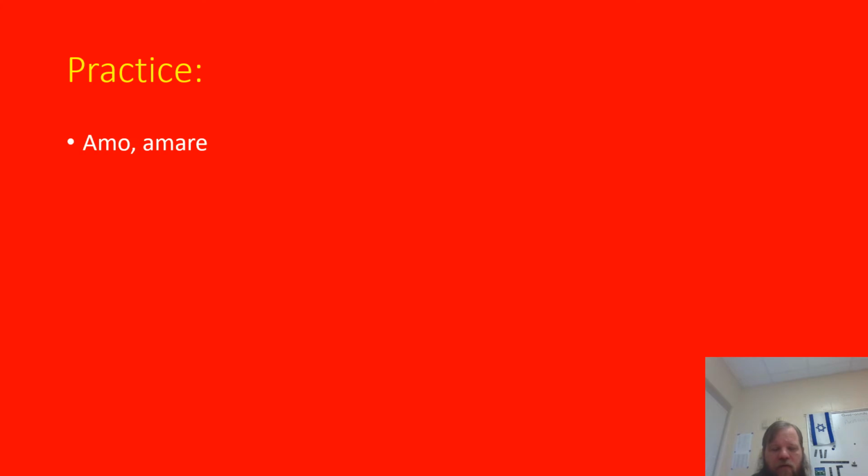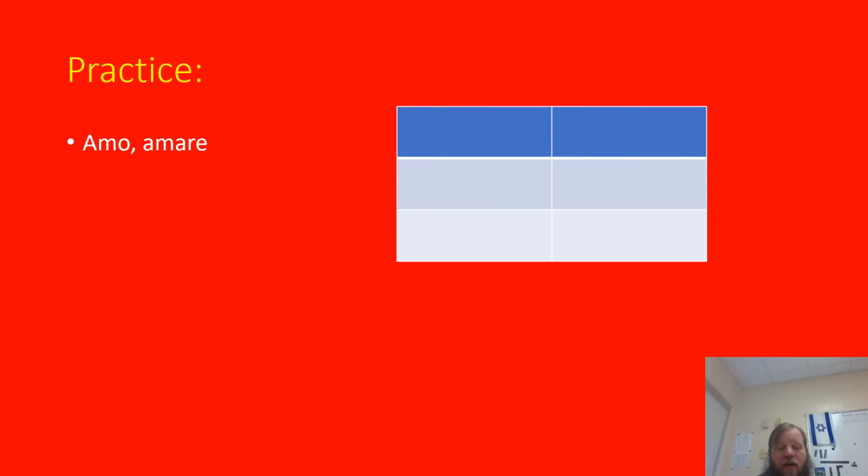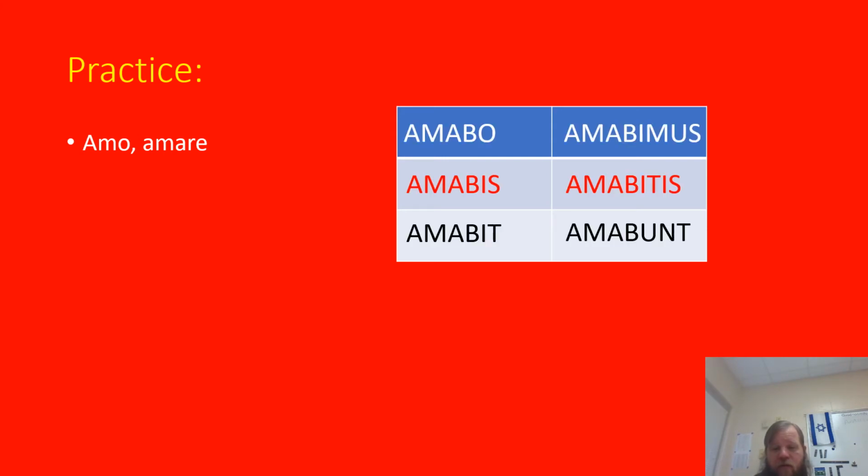So, amo, amare. Let's do this. You can pause for a moment and write out your forms. You're going to do second principal part minus RE plus bo, bis, bit, bimus, bitis, bunt. Pause it, write it out, and then you can check yourself because I'll show you the answers. Okay? So, amabo, amabis, amabit, amabimus, amabitis, amabunt.